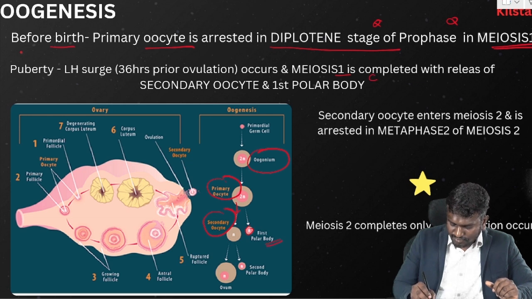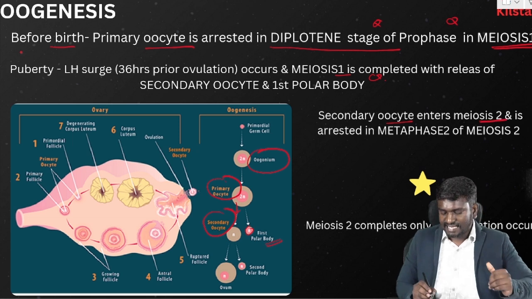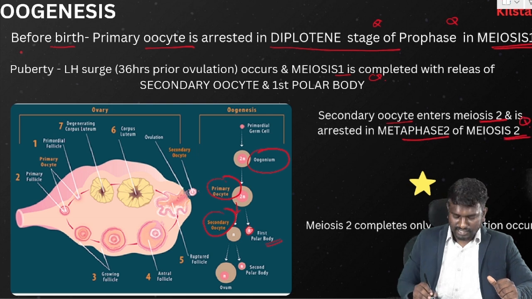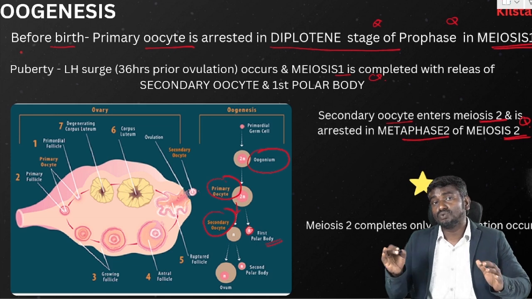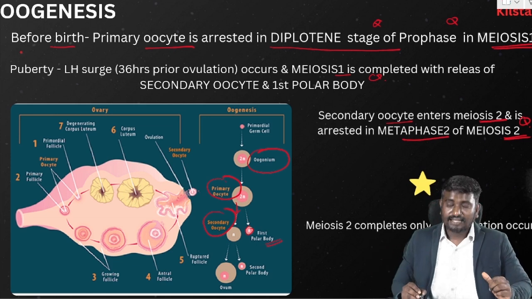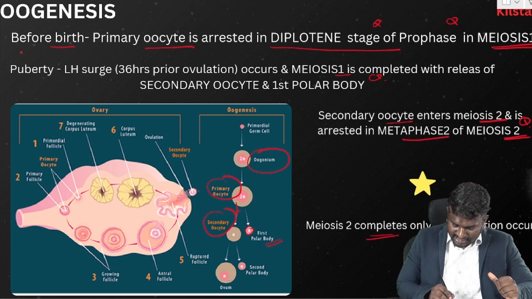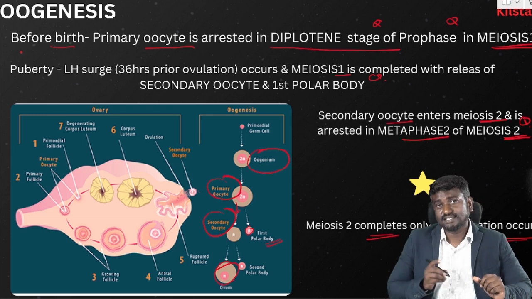Yes, very important, remember. And then the secondary oocyte enters meiosis 2, and again it is arrested in metaphase 2 of meiosis. Very important again to remember. So the secondary oocyte gets arrested in metaphase 2 of meiosis 2. Very good. And then meiosis 2 only gets completed when fertilization happens. This is the process of oogenesis.